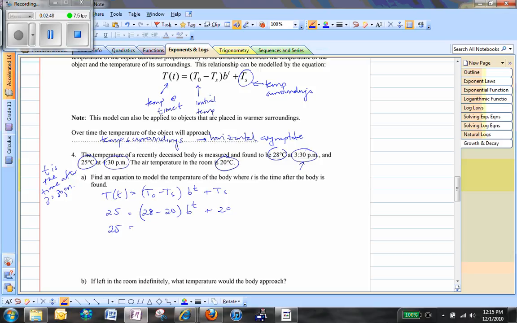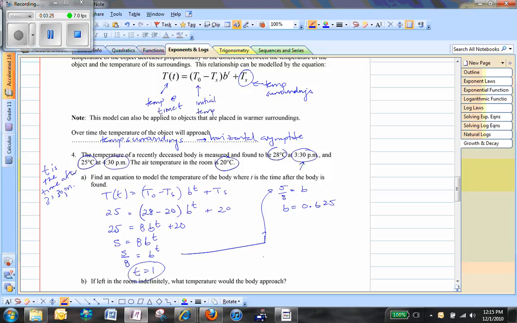So you get 25 is equal to 8 b to the t plus 20. Subtract 20. You get 5 is equal to 8 b to the t. Divide by 8. 5 over 8 is b to the t. Well, we know that from 28 degrees Celsius to 25 degrees Celsius, 1 hour has passed. So we know that t is equal to 1. Remember that. So 5 over 8 is equal to b to the 1. So that's what b is. And b, if I put it to a decimal, is 0.625.